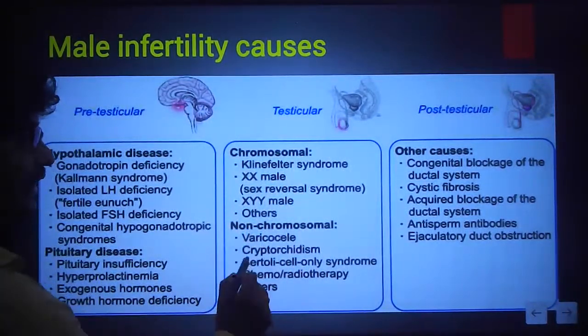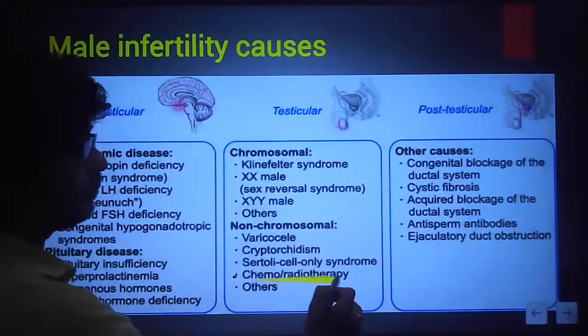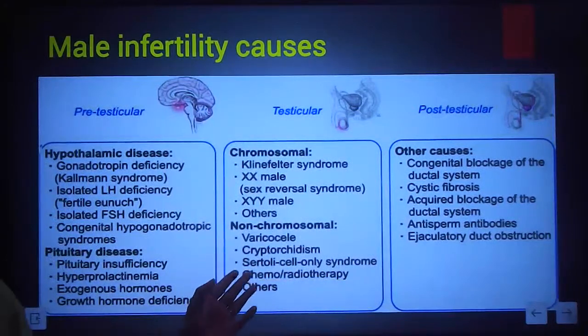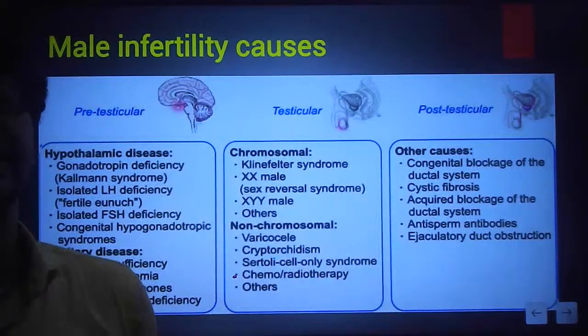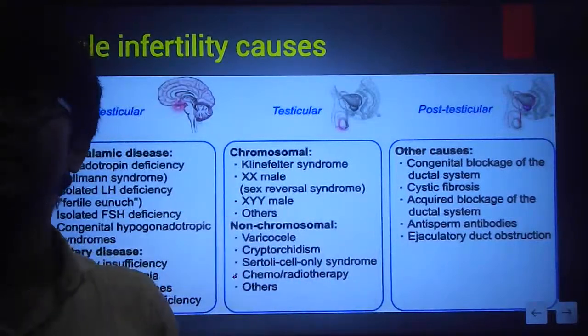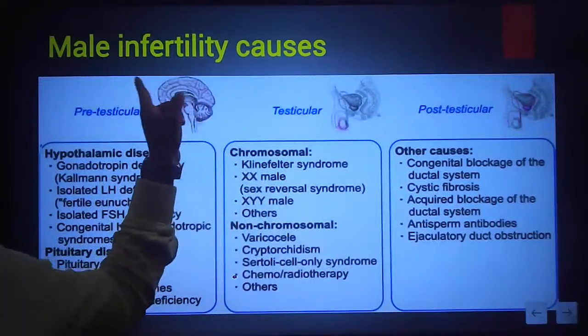Non-chromosomal, where you could see varicocele. These are the conditions where chemoradiotherapy, for example, the patients who experience more radiotherapy. For example, people who work a lot with X-rays and are exposed to a lot of radiation, there is a chance the male can become infertile. So that is also the reason.